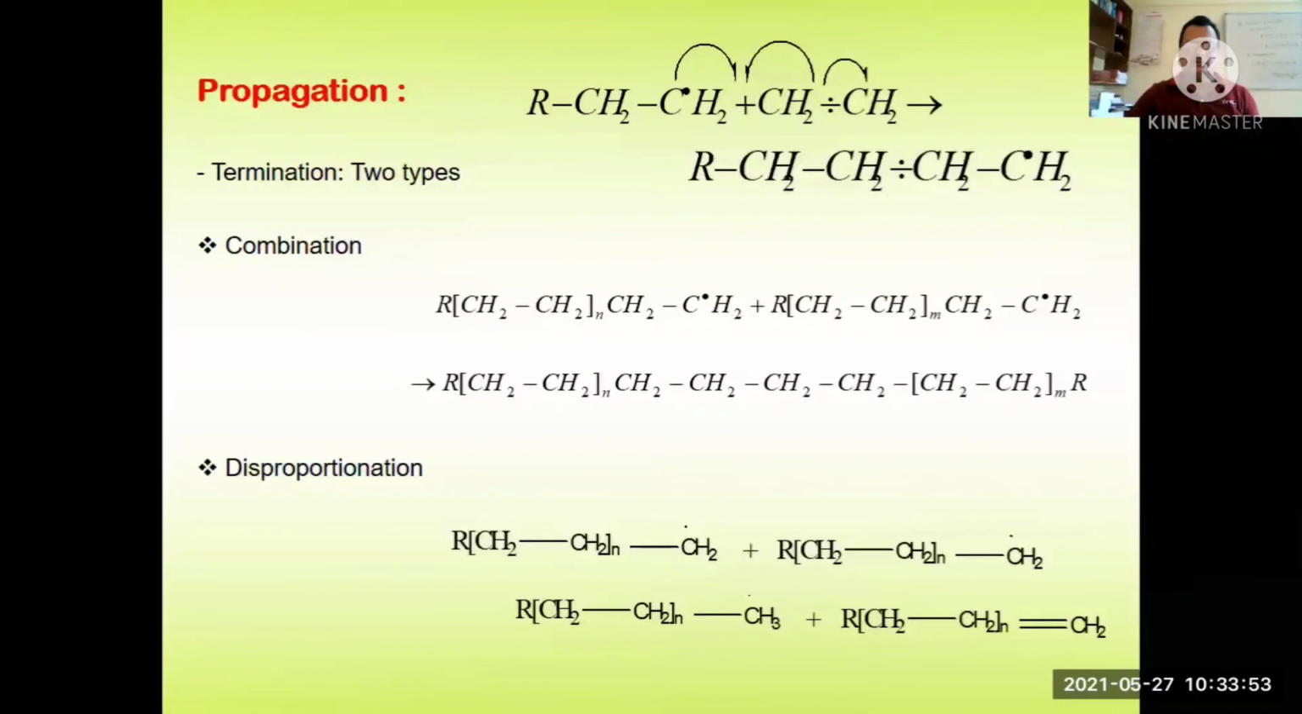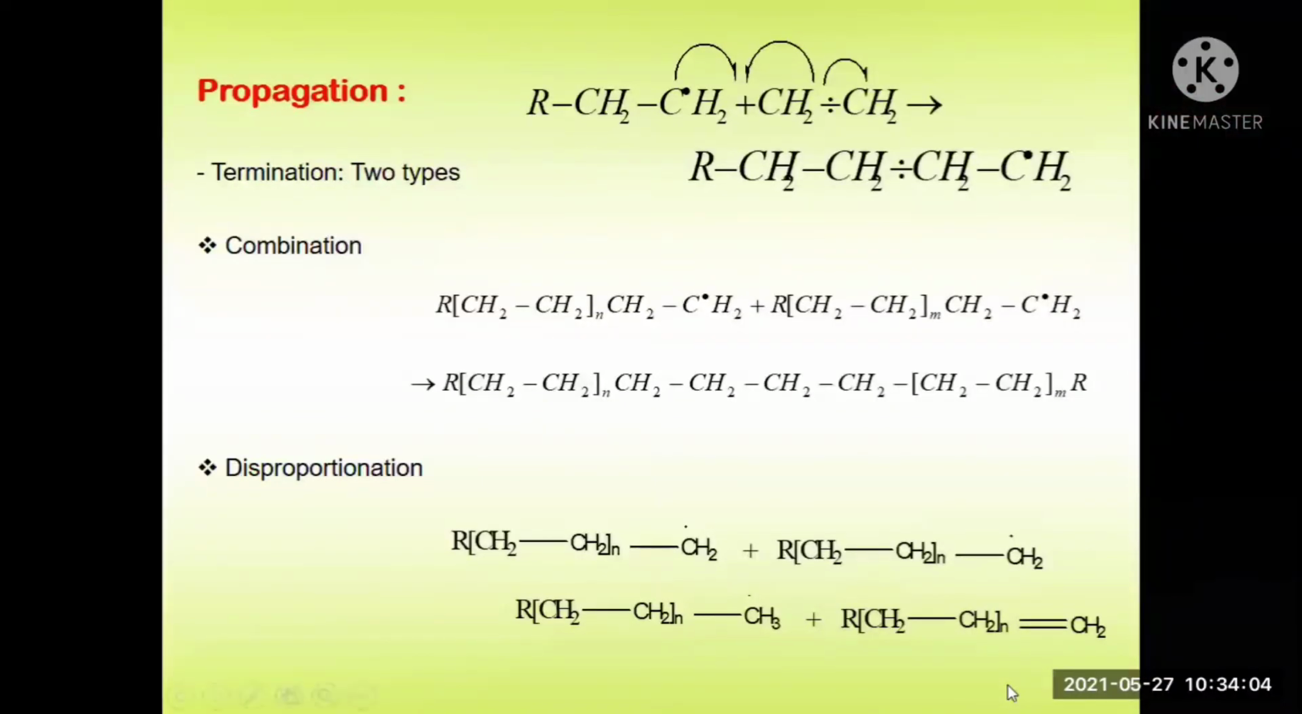And in the next class, I'll be discussing how anionic addition polymerization and cationic addition polymerization take place. In anionic addition polymerization, it takes place through anionic intermediates, which are carbanions. And in cationic addition polymerization, they take place through cationic intermediates, which are carbocations.